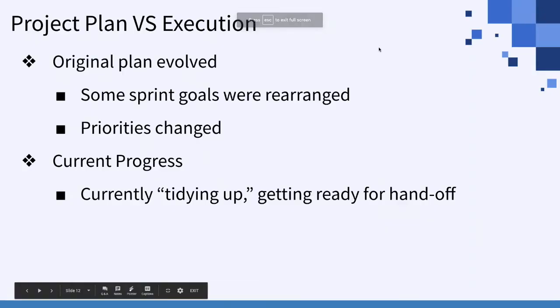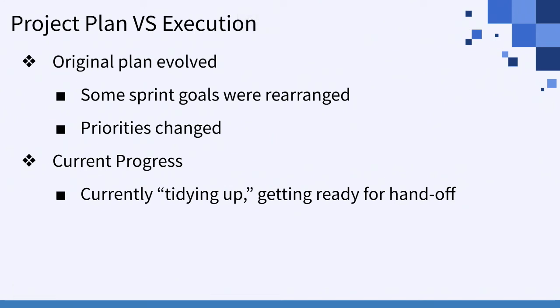All right, so how did we accomplish all this? Well, in the beginning of the semester, we wrote out a project plan, and we wrote out goals that we wanted to achieve for each sprint. As we progressed through the semester, the goals for each sprint changed based on different priorities.